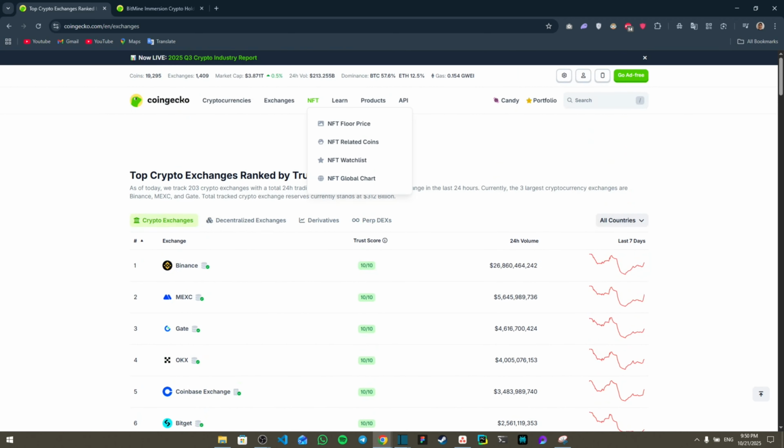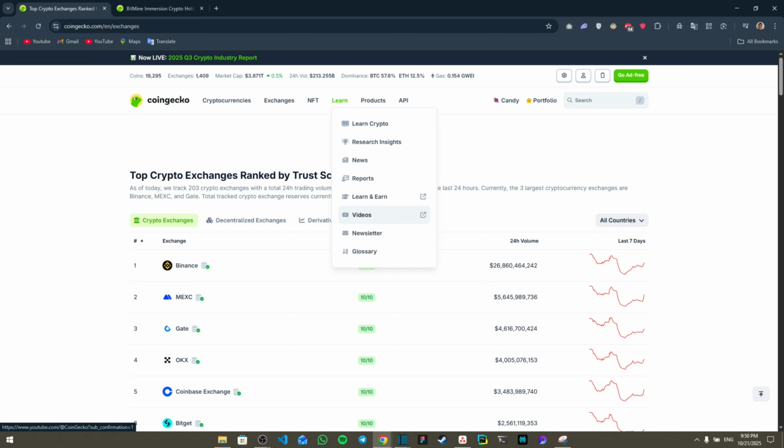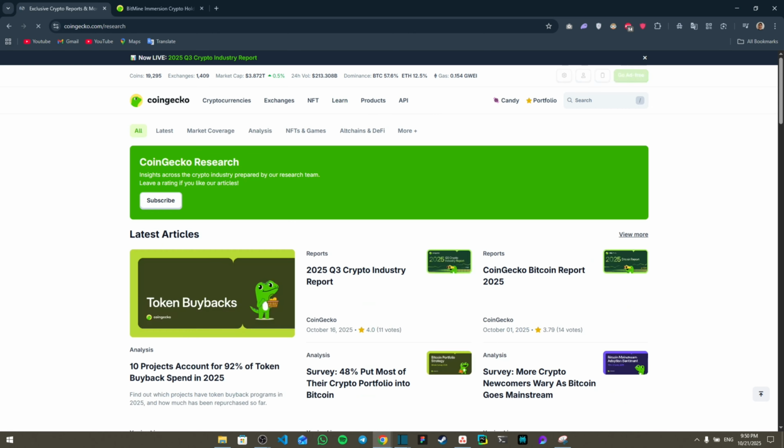And so NFTs, if anyone still uses it, and learn and everything. And so from the learn section, you can actually find a lot of great information. And research insights can actually tell you about future investments for cryptocurrency so you can stay ahead of the game.